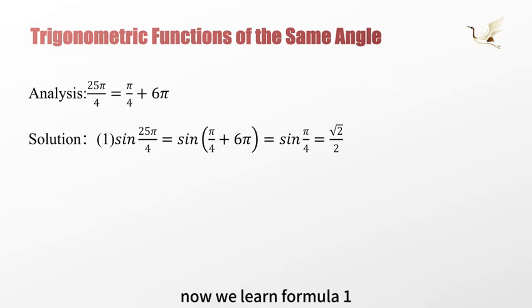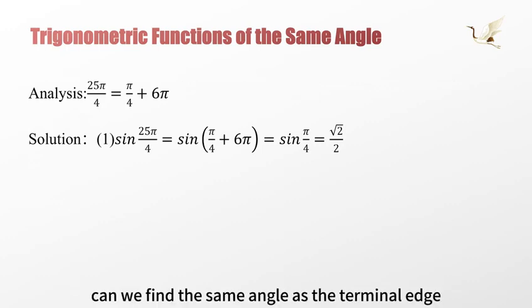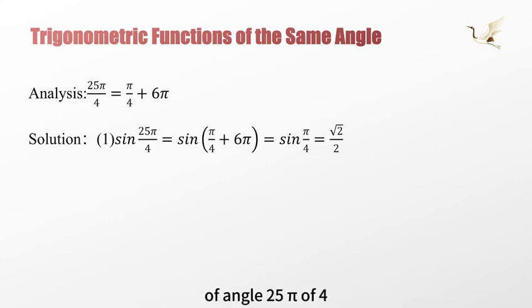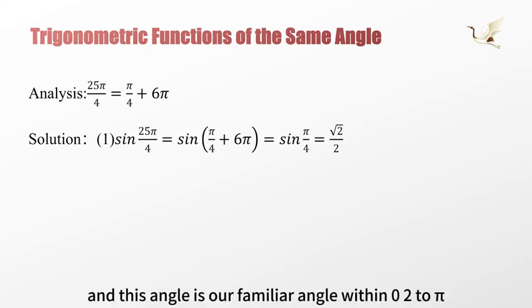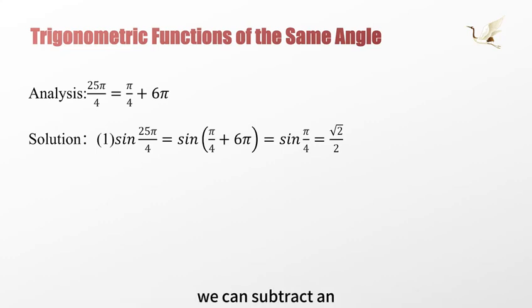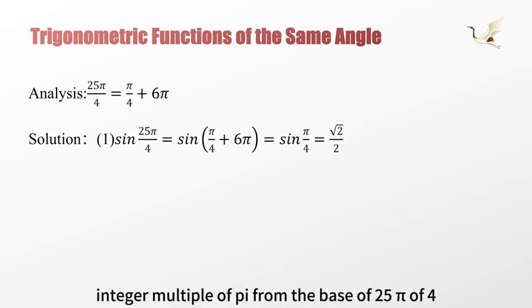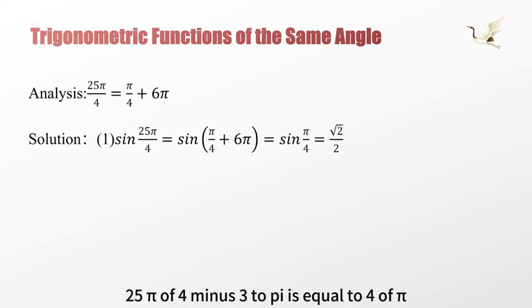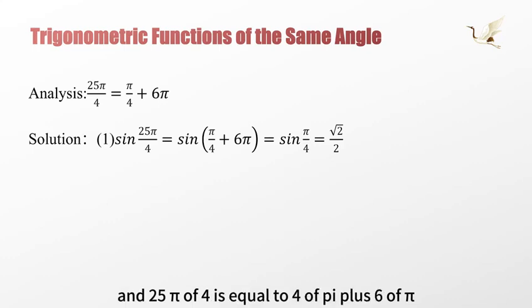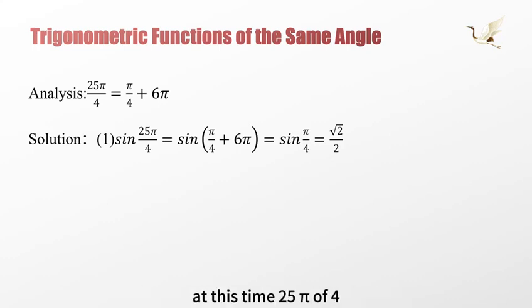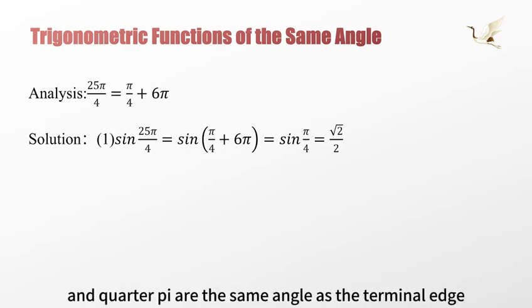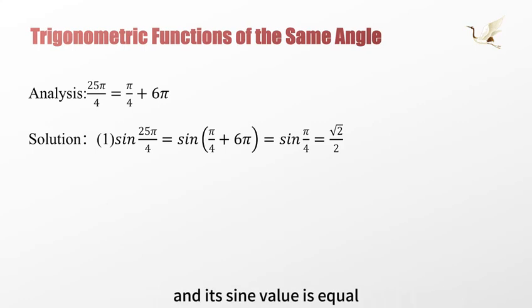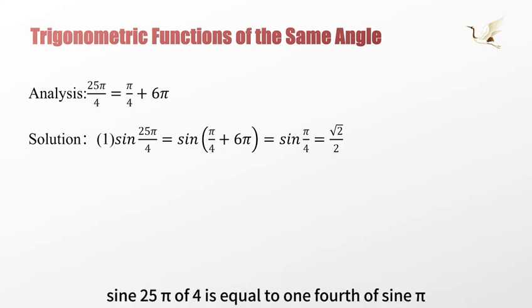Now we have learned Formula 1. Can we find an angle with the same terminal edge as the angle 25 pi over 4, and which is a familiar angle within 0 to 2 pi? We can subtract an integer multiple of 2 pi from 25 pi over 4. For example, 25 pi over 4 minus 3 times 2 pi is equal to pi over 4, so 25 pi over 4 is equal to pi over 4 plus 6 pi. At this time, 25 pi over 4 and pi over 4 are angles with the same terminal edge, and their sine values are equal. Sine of 25 pi over 4 is equal to sine of pi over 4.